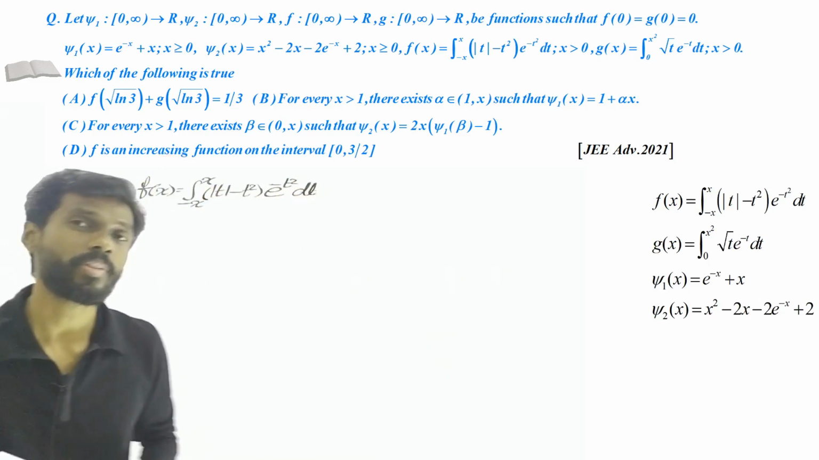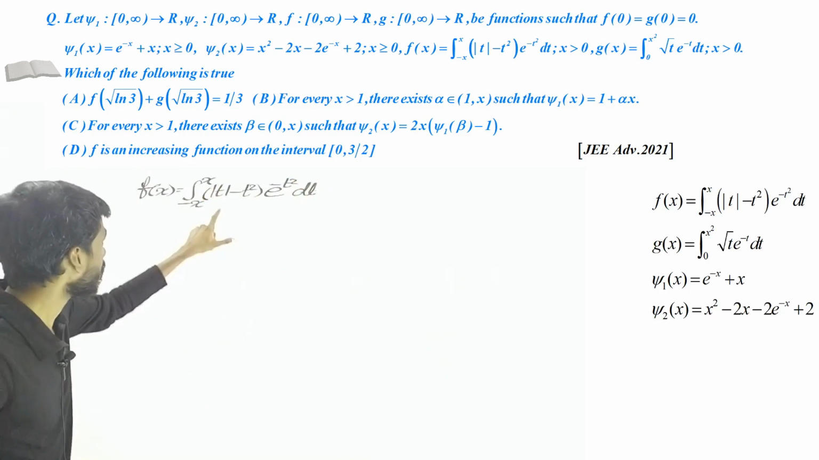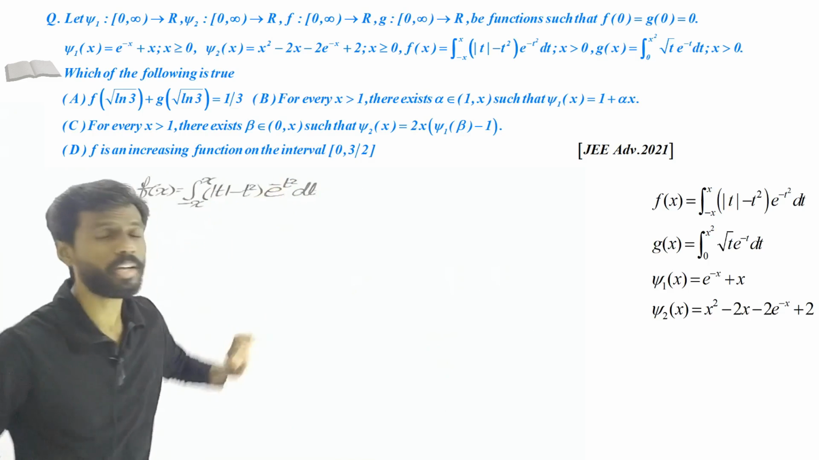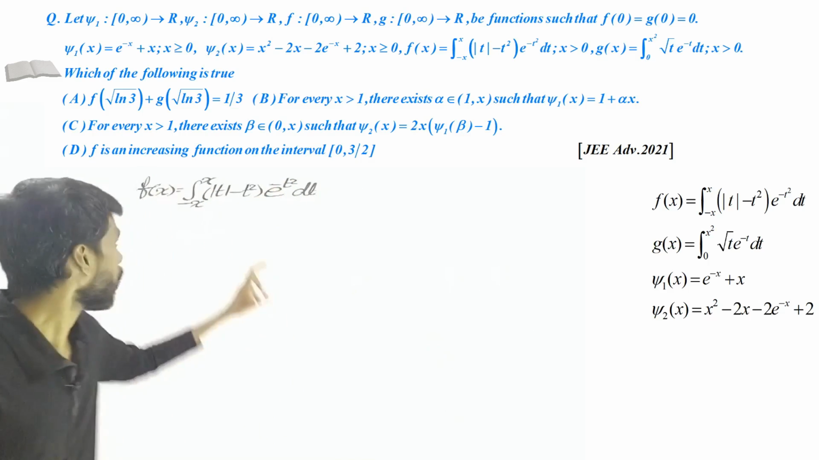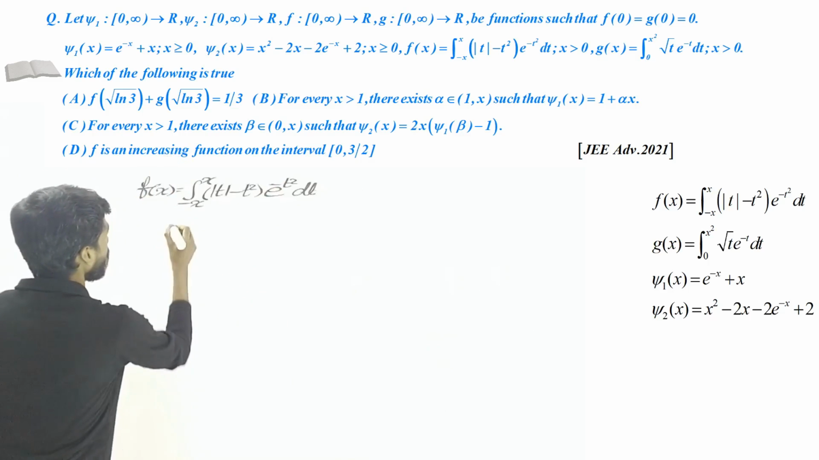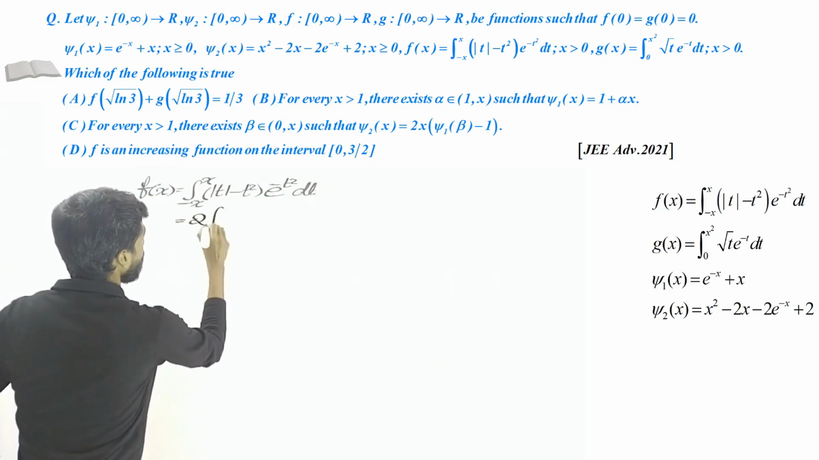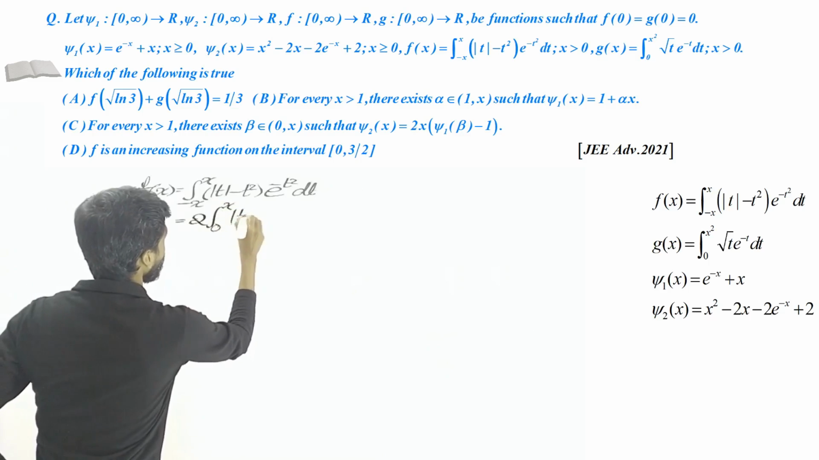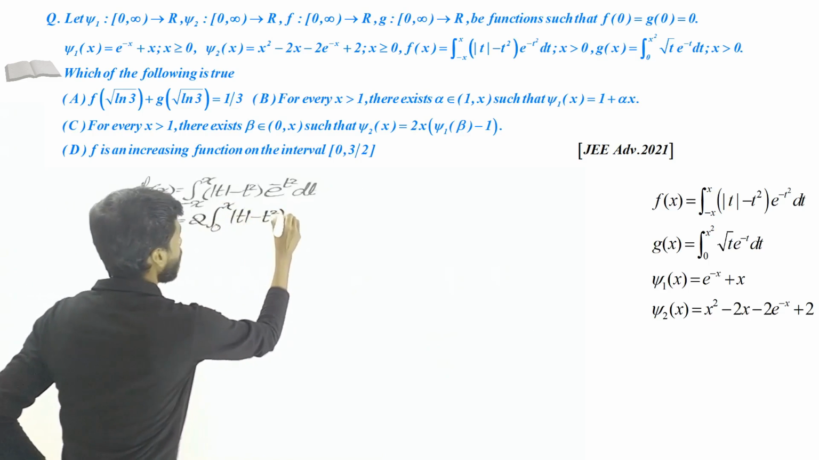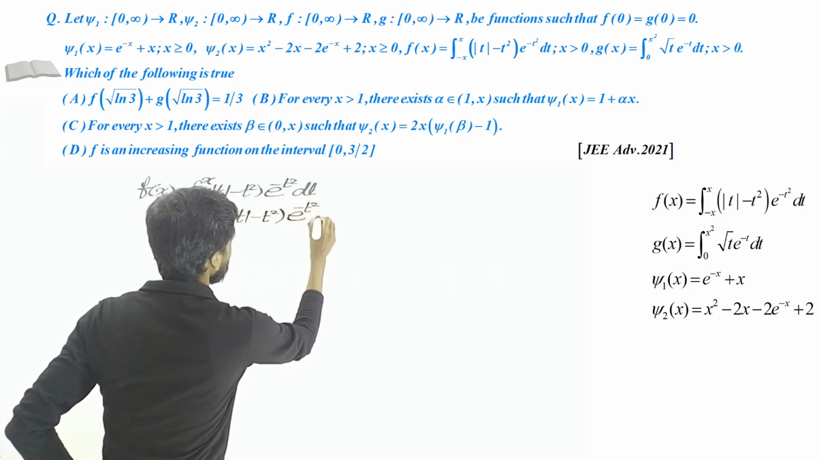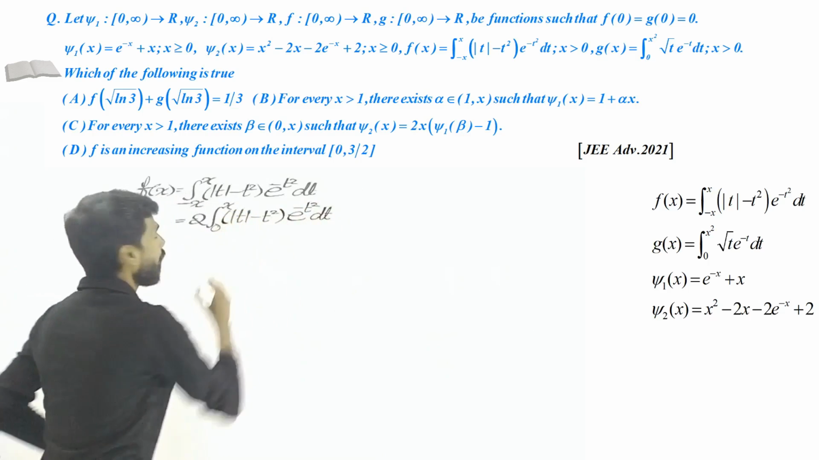Then we have to check whether the function is even or odd. Here it is modulus of t squared, so that means it is an even function. For an even function, the integral from minus x to x can be written as 2 times the integral from 0 to x of modulus of (t minus t squared) e to the power minus t squared dt. So this is the function f of x.